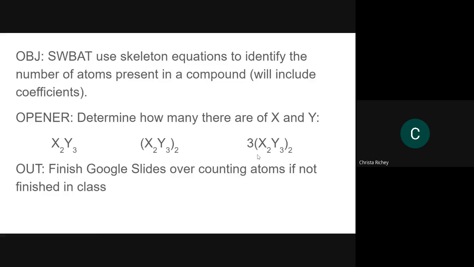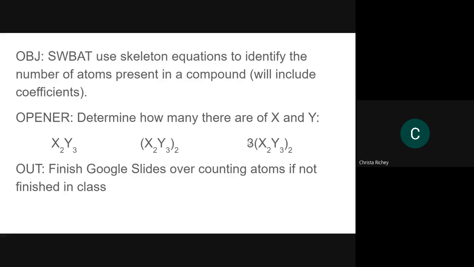How many Y's do you have? 18. You have 2 times 3, which is 6, times 3, which is 18. Okay, I don't think there's going to be, but are there any questions on how we just did that at all?